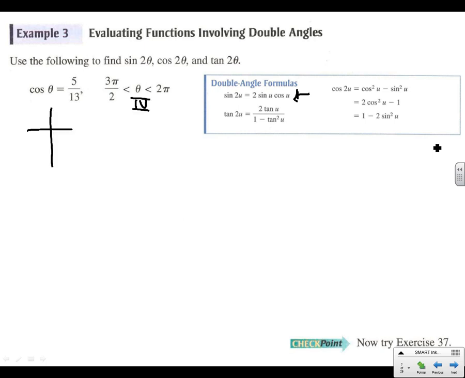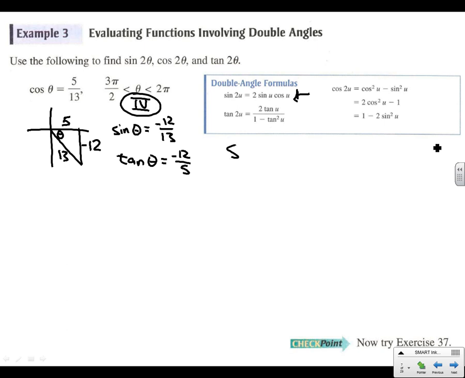So in quadrant 4, if I drew myself a triangle, and I've got a 5 and a 13 with my theta in here, I know this is going to be negative 12. That's a Pythagorean triple. If you use the Pythagorean formula, you get 12. Since we're in quadrant 4, it's got to be a negative. So now I know that sine theta, opposite over hypotenuse, is negative 12 over 13. Tangent, opposite over adjacent.